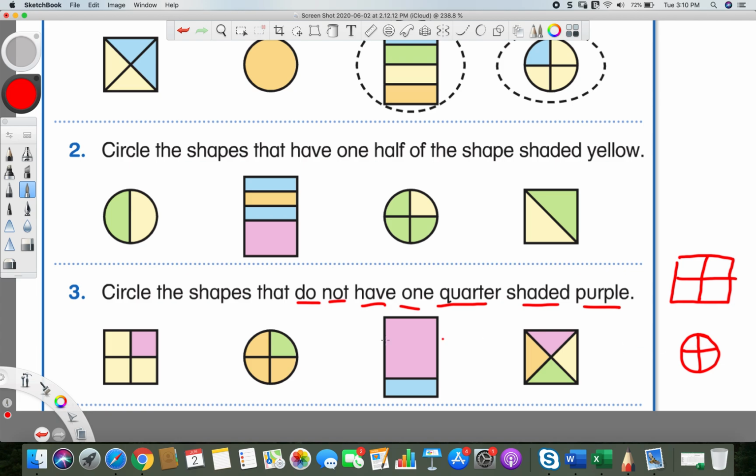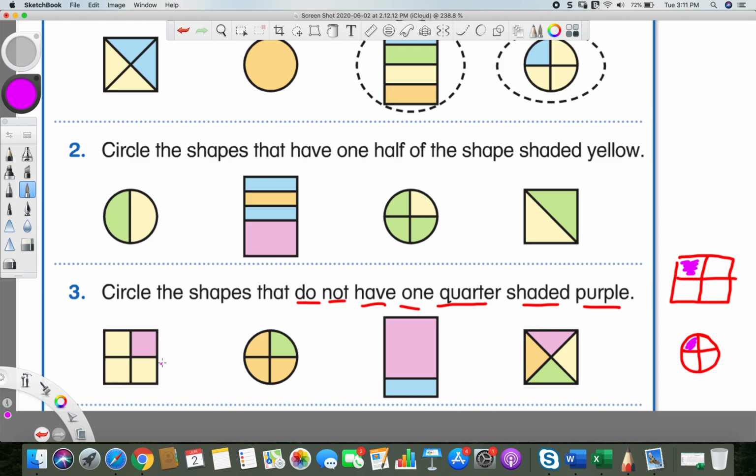So they're saying if we see a shape that is cut into 4 pieces and one of those pieces is purple, that we definitely don't want it. So if this was to be shaded purple right there, and if this was to be shaded purple, we would not want either one of these. So we have to be careful and look out for that.